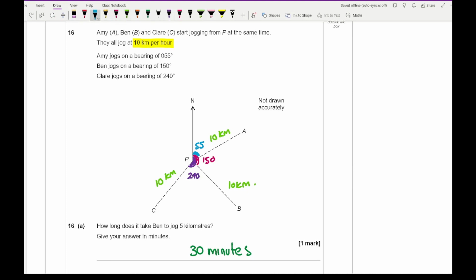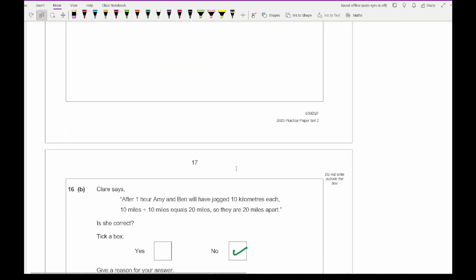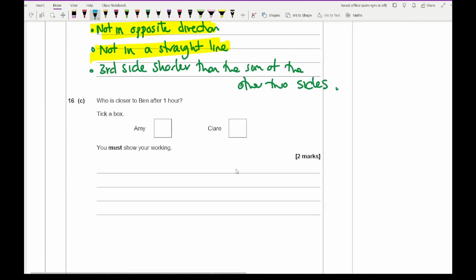Now what I need to do is, if they've all travelled the same distance, I now need to work out what the angles are going to be. So here to here, that's 55 degrees. Then this angle here is going to be 150 take away 55, so that's 95 degrees. And this angle here is going to be 240 take away 150, so that's 90 degrees. So out of these two angles, which one is going to be closer to B? Well, that's going to be Claire. So the correct answer you should have for 16C is ticking Claire.